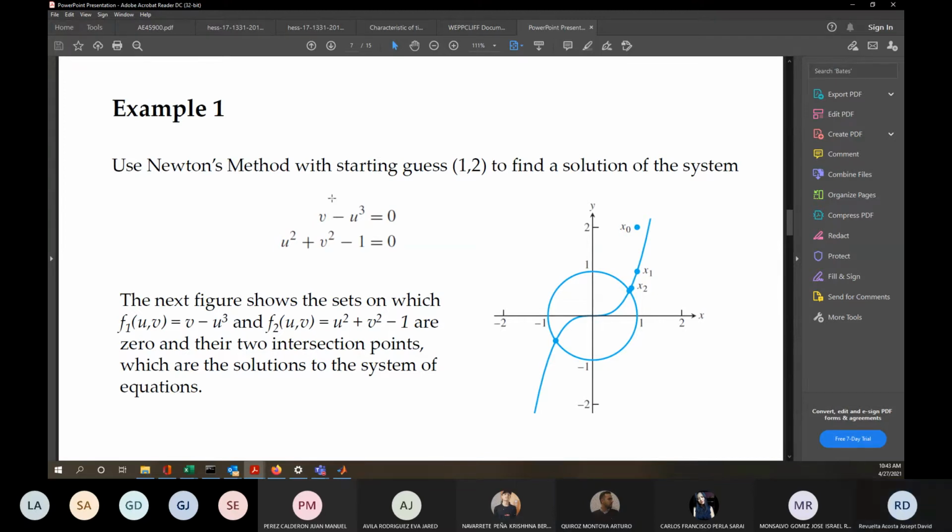Exactly. So if you think about it, if you see the plots, the first is actually a cubic equation, and the second one is a circle. That's the equation of a circle, u squared plus v squared equal to 1. So it's a circle with diameter equal to 1. And then the other one is just passing through the circle.